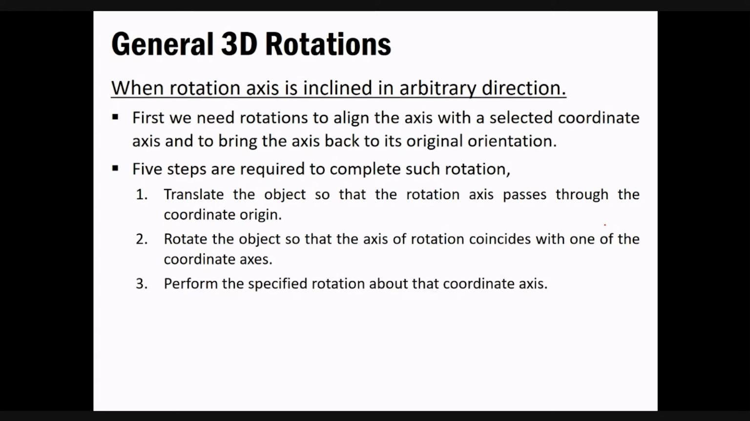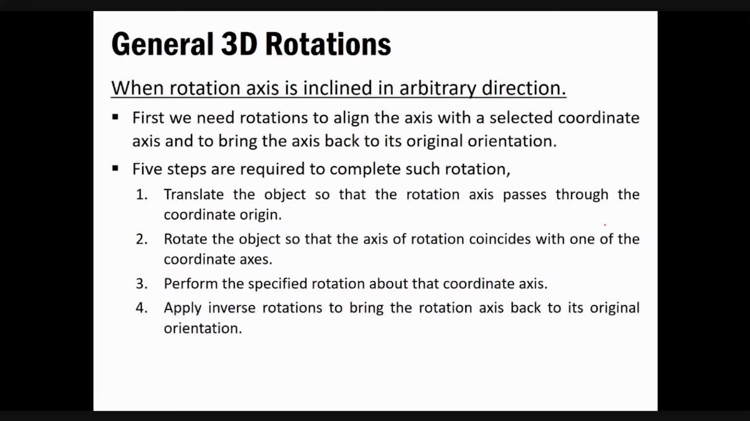So we will see the same thing in the next slide, and then perform the specified rotation about that coordinate axis. If it says specified, you just perform the specified operation about that coordinate axis. The thing we already have seen for x, y, and z axis, so on whatever axis it is, you can simply perform that operation by using the predefined matrix that you have.